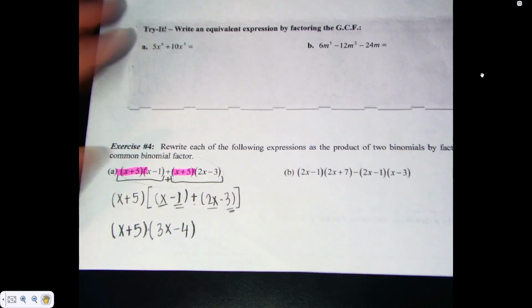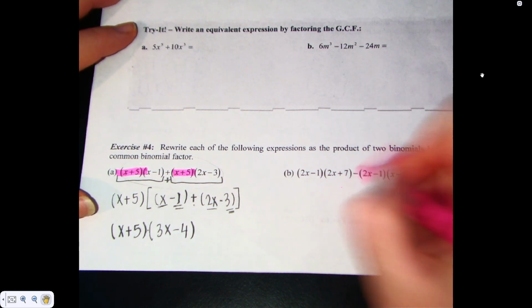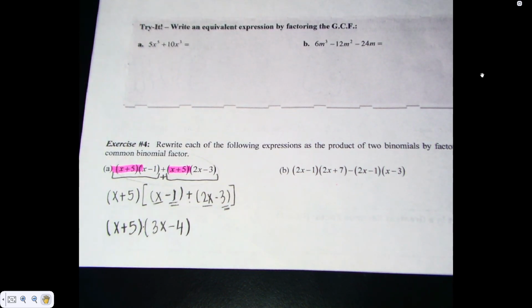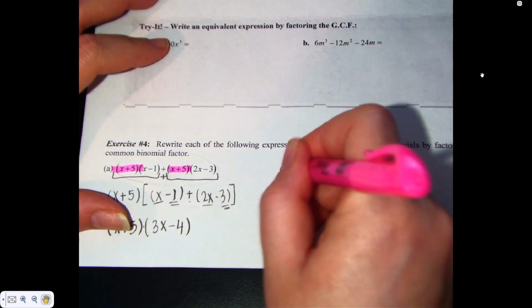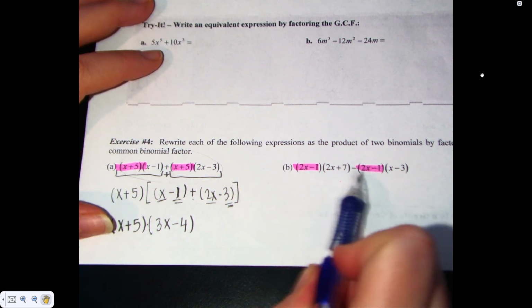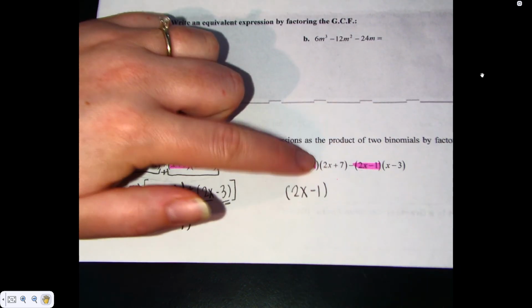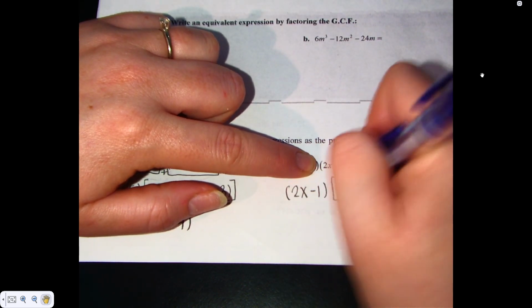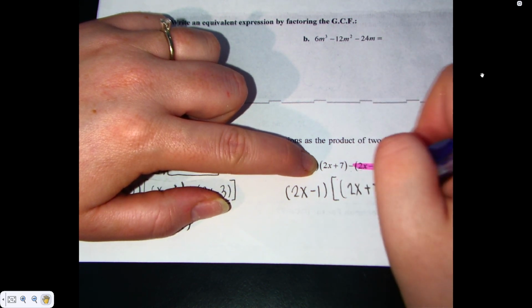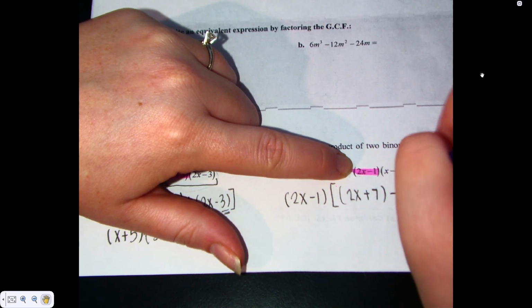All right. Last one. I'm going to read it out loud. 2x minus 1 times 2x plus 7 minus 2x minus 1 times x minus 3. Did I say the same thing twice? I sure did. This right here. That means that 2x minus 1 is my greatest common factor. All right. I take this out, and what is left inside? Well, 2x plus 7, minus is the operation. And then what's left over here is x minus 3.